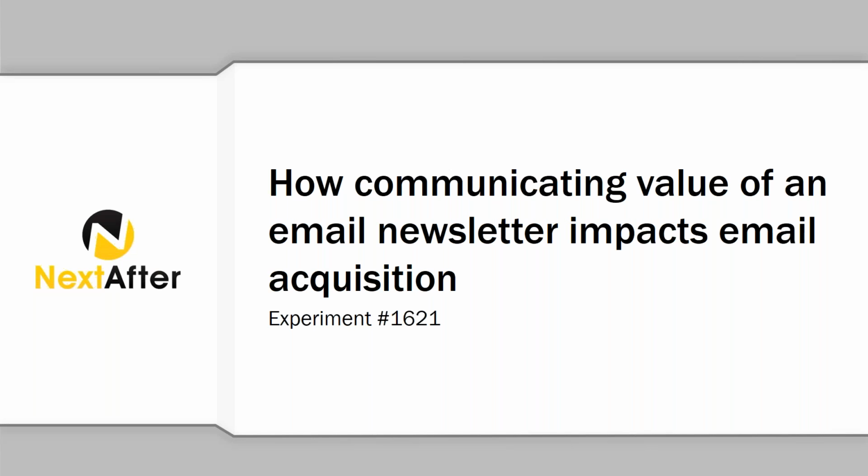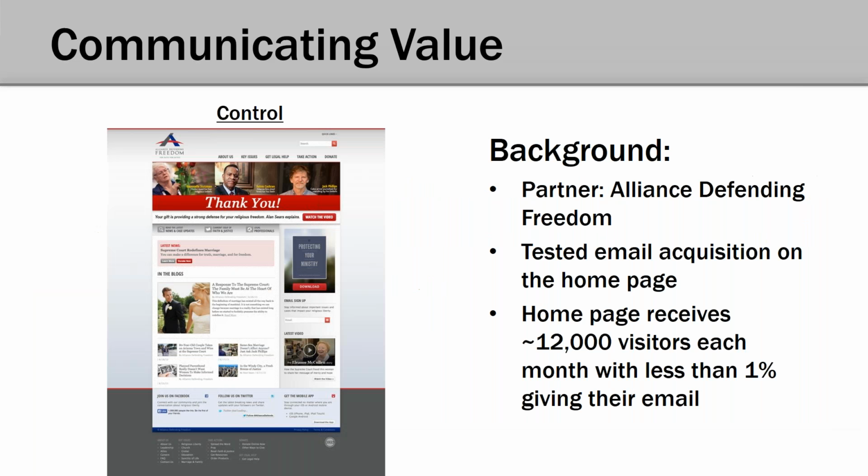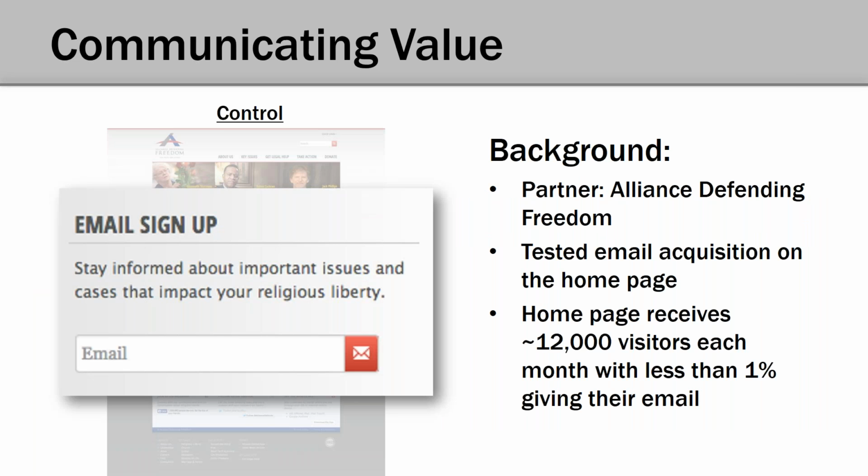So let's look at the first experiment. This one comes from our research library, experiment number 1621, how communicating value of an email newsletter impacts the number of people that sign up on that email form. So let's look at the first test here. This is the control. You can see on this page, this is a home page for Alliance Defending Freedom. And right here, I'm blowing it up. This is the email sign-up offer. It says, stay informed about important issues and cases that impact your religious liberty. That is the control version of the page.